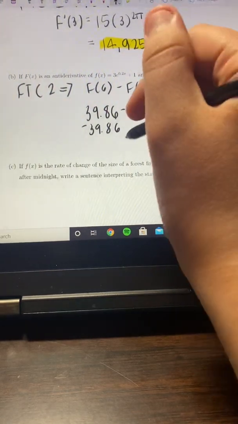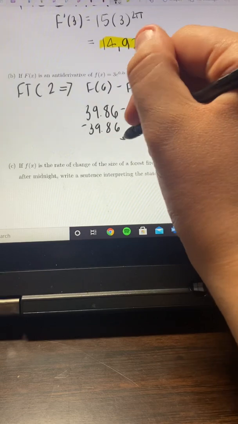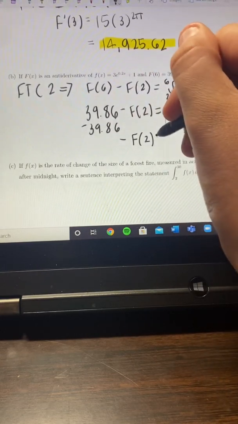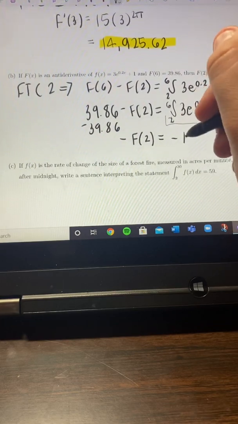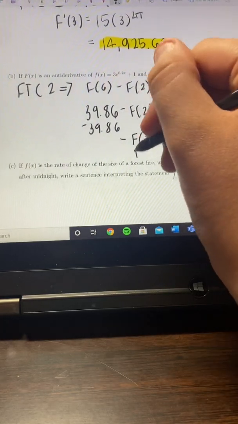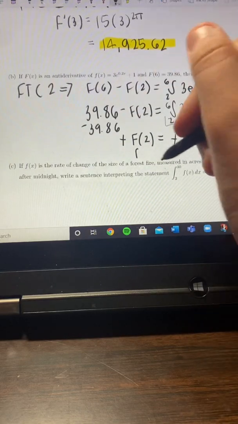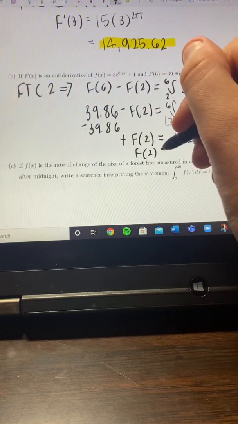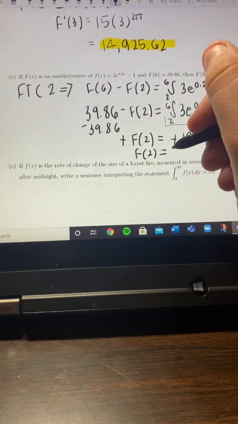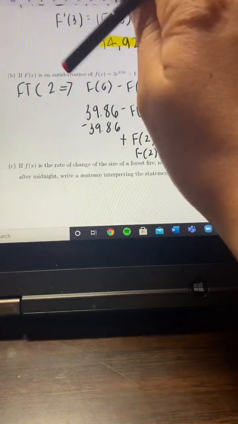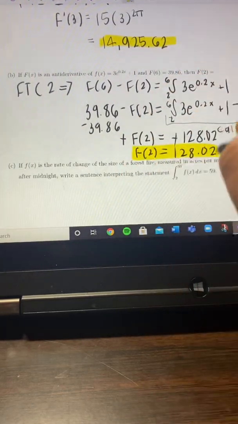And then that's going to give you negative f of 2 equals negative 128.02. And then since these are both negative, we can cross those out, make them positive. So positive f of 2 equals positive 128.02. And this is our answer.